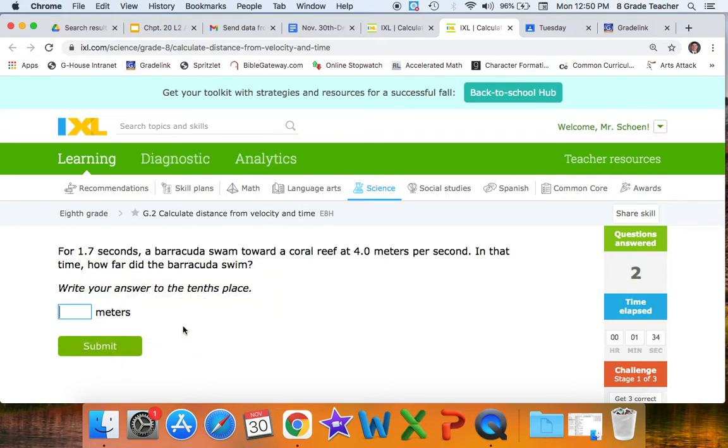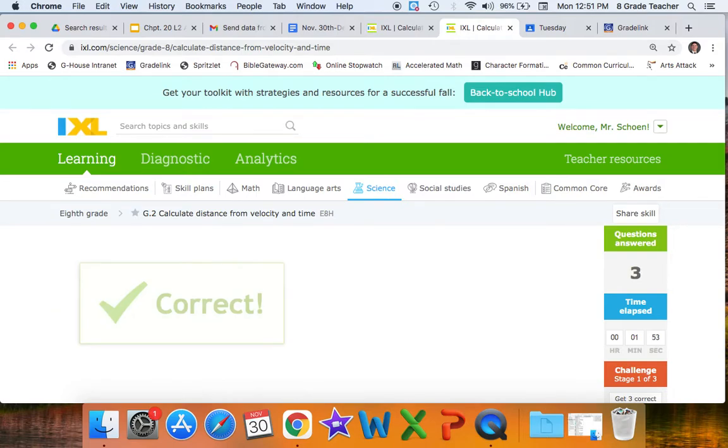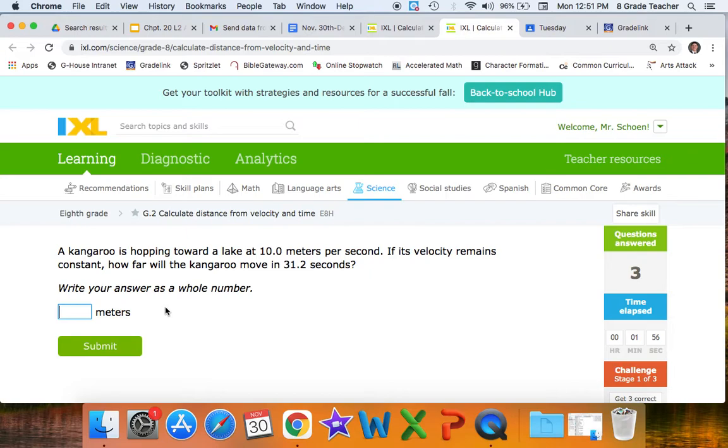For 1.7 seconds, a barracuda swam toward a coral reef at 4 meters per second. In that time, how far did the barracuda swim? So 4 meters per second, you'd say 4 times, that's your speed, times the time, 1.7 seconds, equals 6.8 meters. A kangaroo is hopping toward a lake at 10 meters per second. If its velocity remains constant, how far will the kangaroo move in 31.2 seconds? 10 meters per second, you take that speed, multiply by the time, 31.2, get a total of 312 meters.